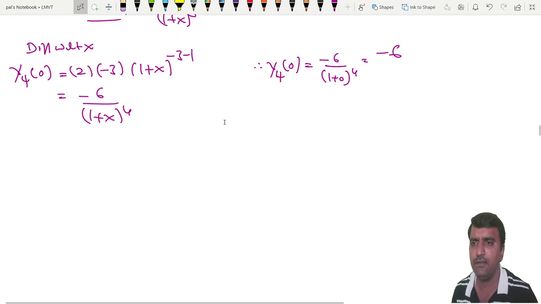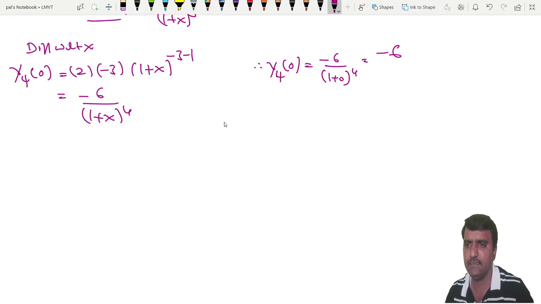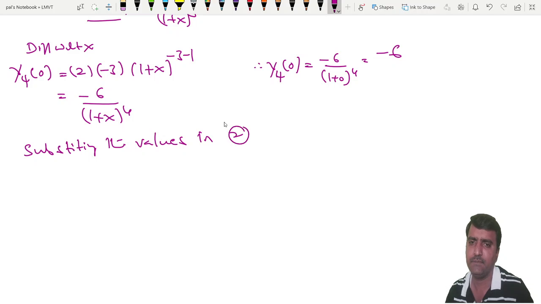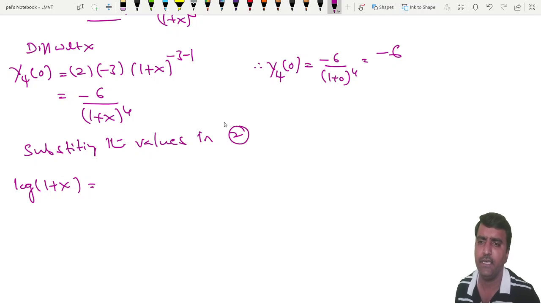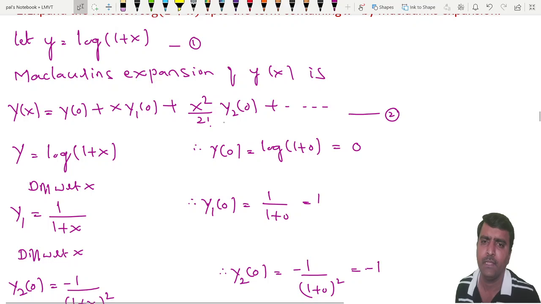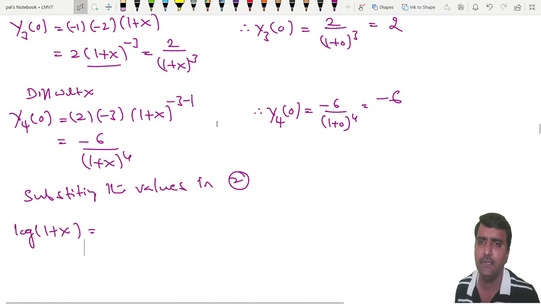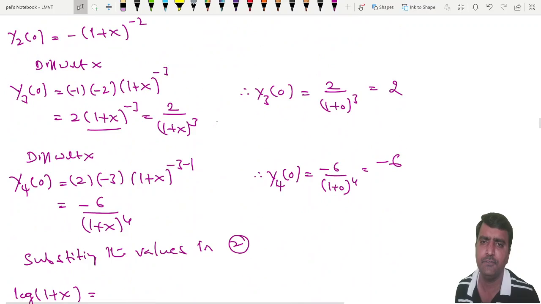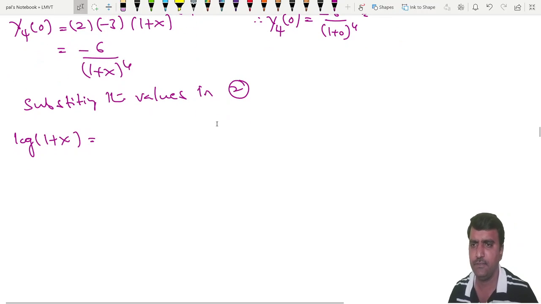So substituting all these values in the expression 2, it gives y of x, that is log of 1 plus x, is equal to y of 0, which is 0, plus y1 of 0 is 1. y2 is minus 1, so the first value is 0.